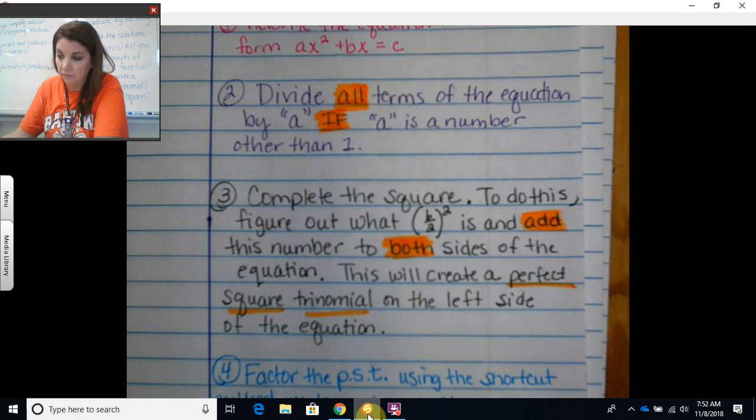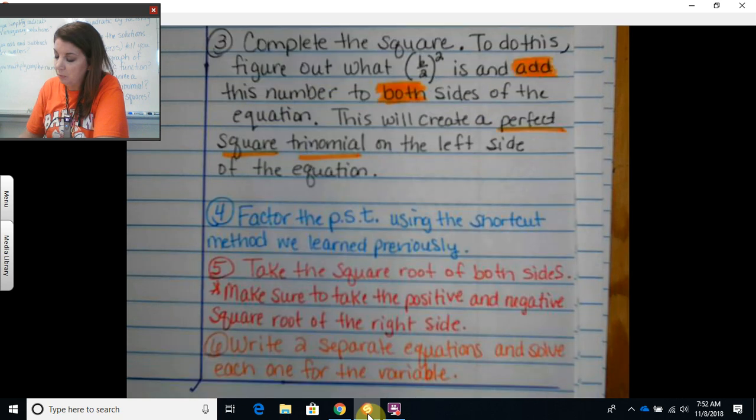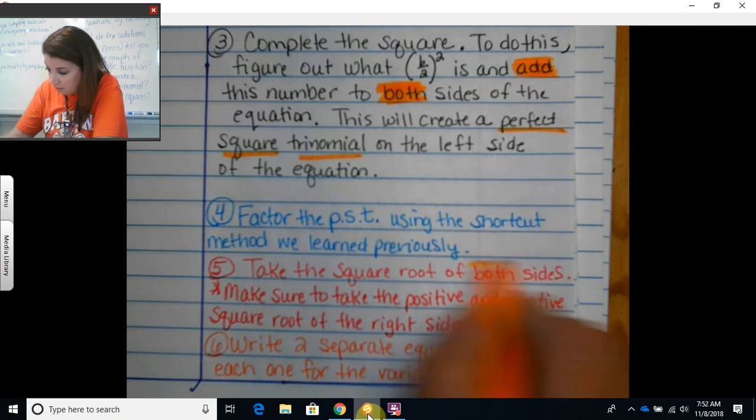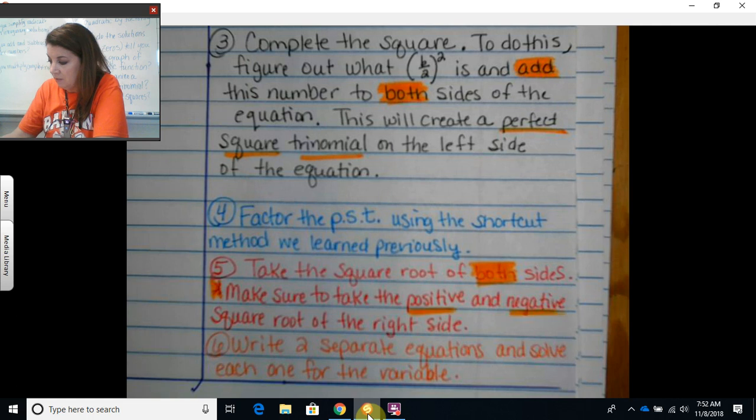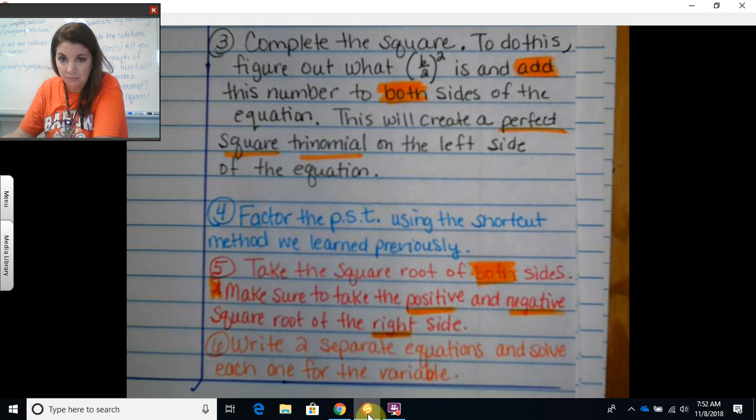Step 4, factor the perfect square trinomial using the shortcut method we learned previously. Step 5, take the square root of both sides. Make sure to take the positive and negative square root of the right side. Step 6, write 2 separate equations and solve each one for the variable.